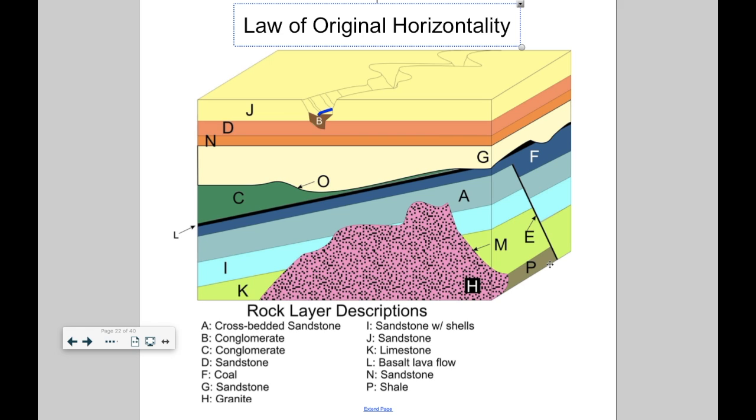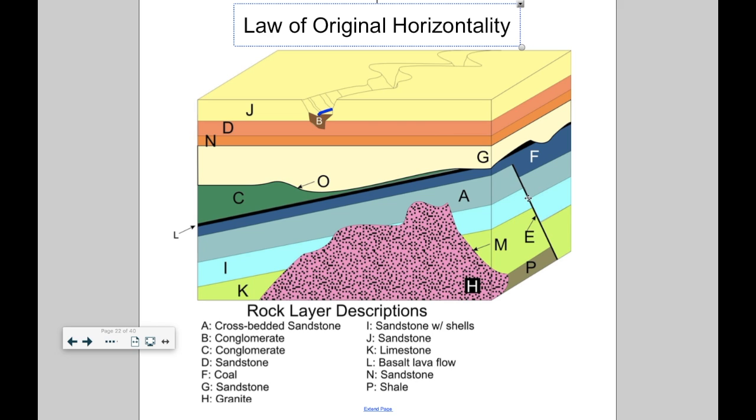And since gravity pulls on everything into a flat horizontal layer as it's pulling it towards the center of the Earth, we know that this tilting of all of these rock layers, since they are all tilted at the same angle, had to have happened after those rock layers were laid down. P was laid down, K was laid down, I was laid down, A was laid down, but only after that were the layers tilted.